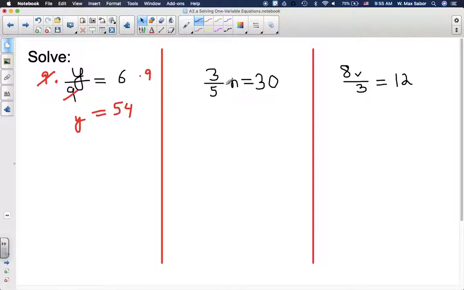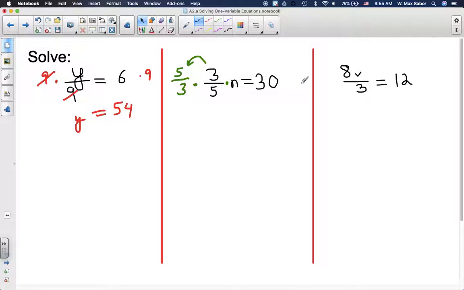Here, we're multiplying by 3/5. So 3/5 times n equals 30. We can't simplify this side, so we'll do an inverse operation. You could say that we're dividing by 3/5, but also the inverse of multiplying by a fraction is to multiply by its reciprocal. By reciprocal, I mean to flip it upside down.